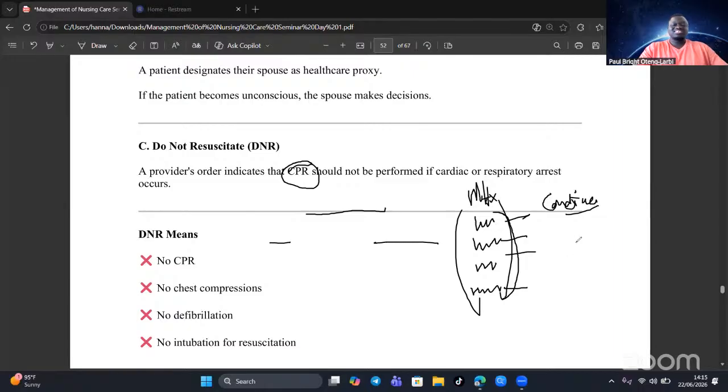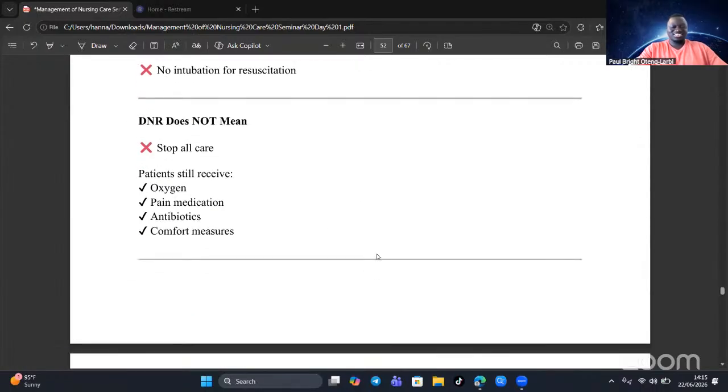So let us just make a decision. Let's write an order that there should be no CPR, no chest compression, no defibrillation, no intubation for resuscitation. Okay, we call it do not resuscitate. In the US they call it DNR, but in the UK they call it DNAR, do not attempt resuscitation. Okay, I don't know why these two countries want to choose their own English.